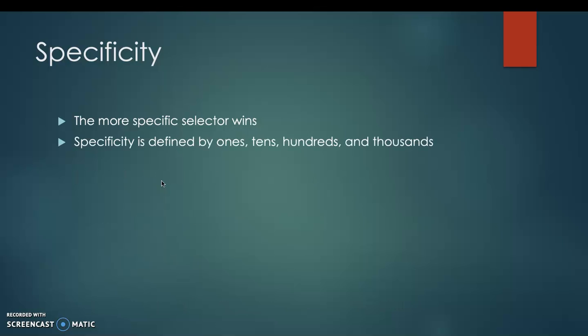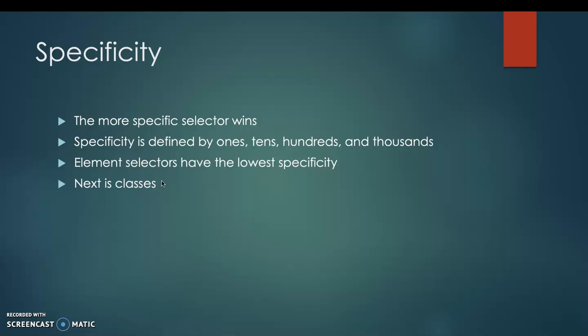Specificity is defined by ones, tens, hundreds, and thousands. To put that into perspective, element selectors have the lowest specificity, and are considered ones. After element selectors, we have classes. When you assign a class to one of your elements and then choose to give it properties in CSS by that class, it is defined in specificity as in the tens category.